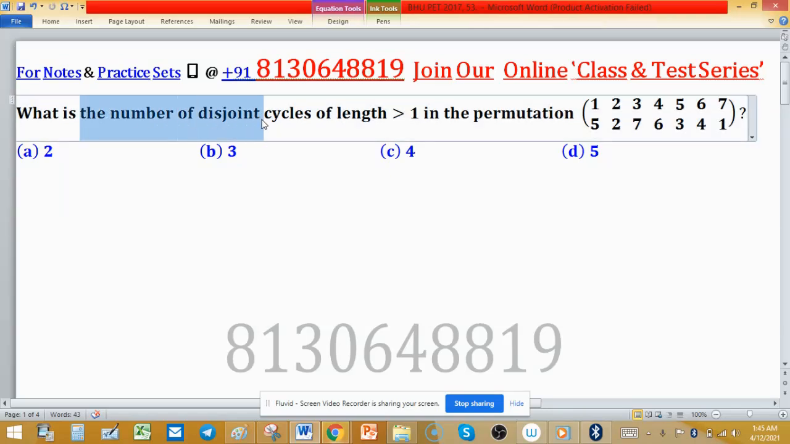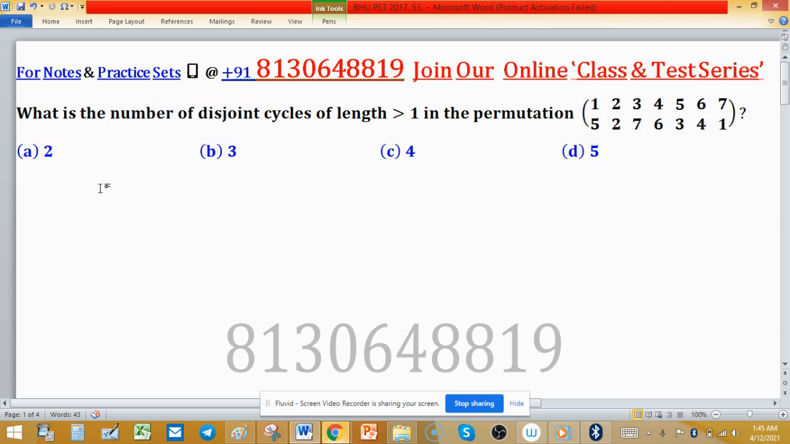What is the number of disjoint cycles of length greater than 1 in this permutation? We have to find the number of disjoint cycles of length greater than 1. So this permutation is given, and 1 is going to 5, 5 is going to 3, 3 is going to 7, and 7 is going to 1. It means that the cycle is 1, 5, 3, 7.